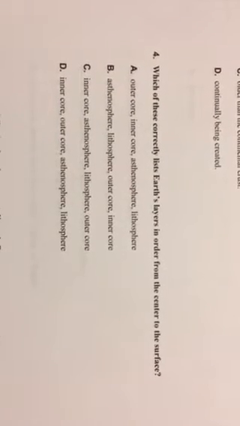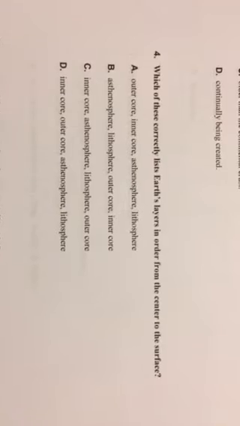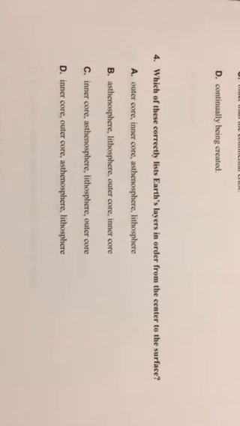Number 4. Which of these correctly lists Earth's layers in the order from the center to the surface? A. outer core, inner core, asthenosphere, lithosphere. B. asthenosphere, lithosphere, outer core, inner core. C. inner core, asthenosphere, lithosphere, outer core. D. inner core, outer core, asthenosphere, lithosphere.